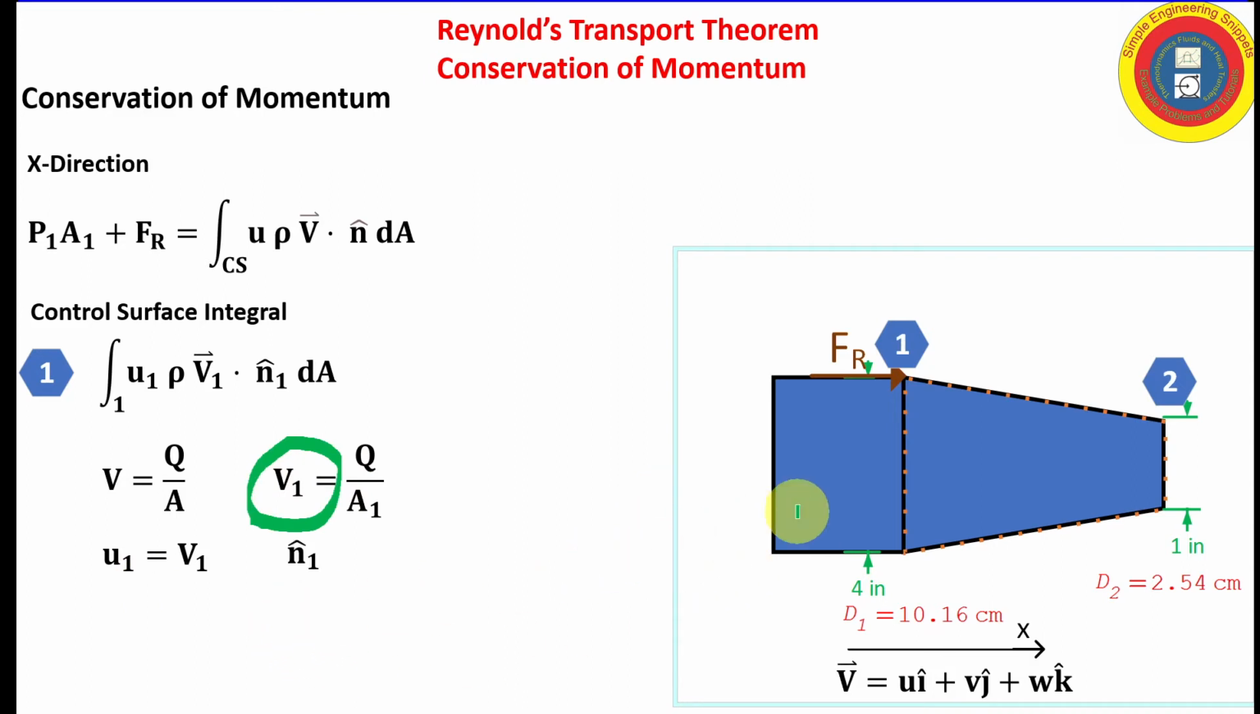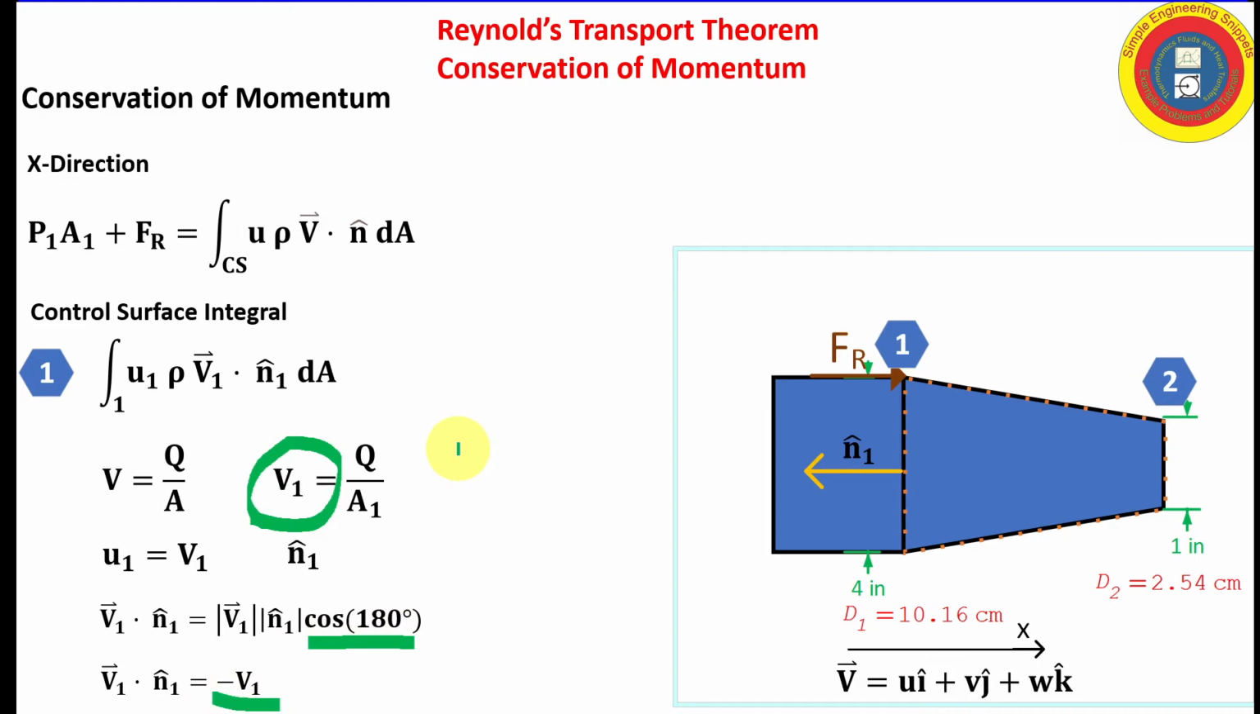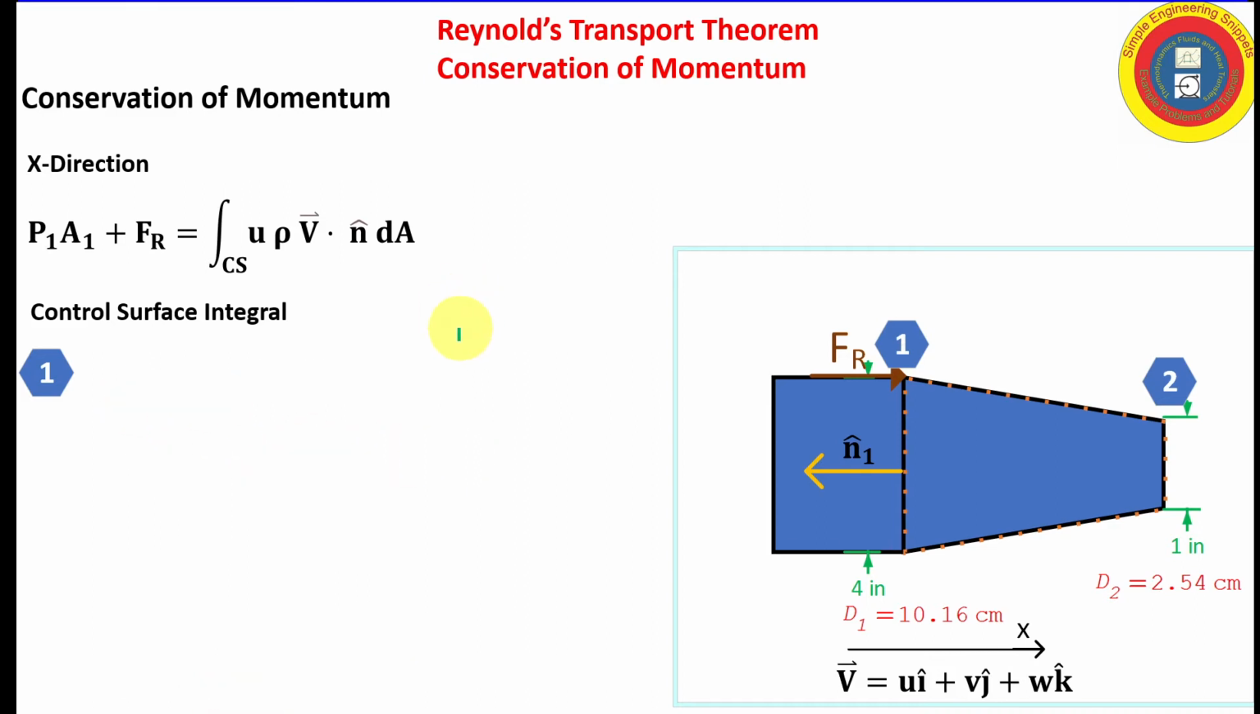Now let's look at our unit normal at 1, and it's going to be always pointing away from the control volume, so it's going to be in the minus x direction. And more importantly, with the velocity at 1, it makes an angle of 180 degrees, and so that dot product is going to return a negative sign. So we're going to have a positive and a negative, and the product is going to be a negative, and so our inlet flow term is going to be minus rho v1 squared times A1.